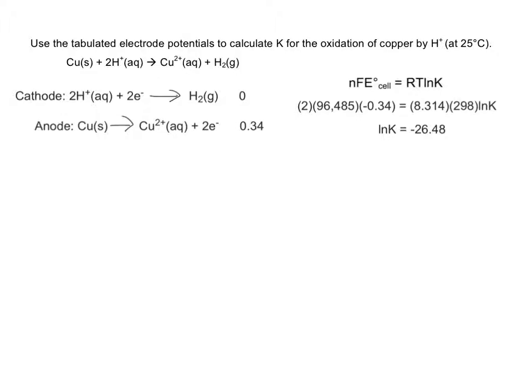Right, and the inverse operation of the natural log is e to the power. So K in this case is equal to e to the negative 26.48. Okay, and if you put that in your calculator, you get 3.16 times 10 to the minus 12th. Okay, so just like you could see from the standard electrode potential, which was negative, this is not going to be a favorable reaction for the products, and that's also reflected in this equilibrium constant, which is very much less than 1, and so it's not going to go very far to the products at all.